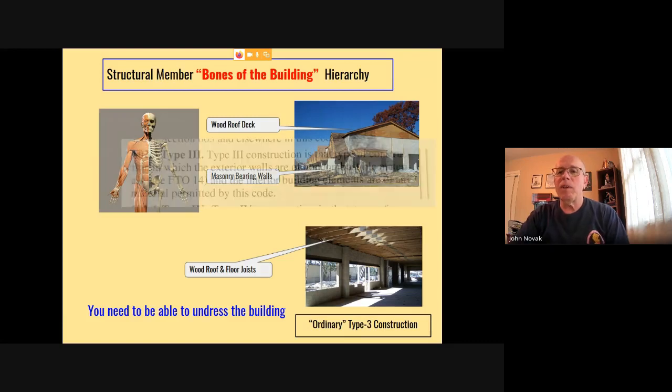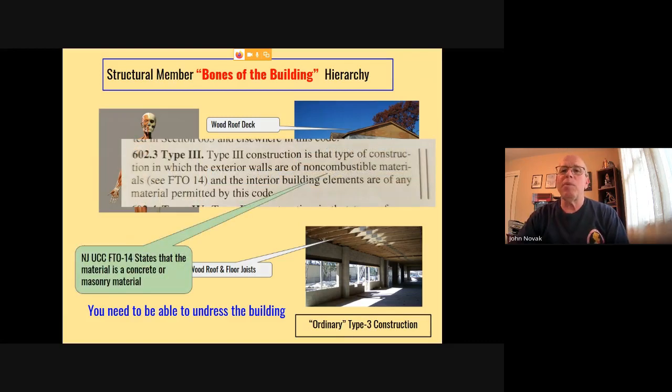And I put a definition up here from the 2018 International Building Code New Jersey edition, which basically states that type 3 construction is that type of construction in which the exterior walls are of non-combustible material and the interior building elements are of any material permitted by this code. Now you can see it references Formal Interpretation FTO 14.